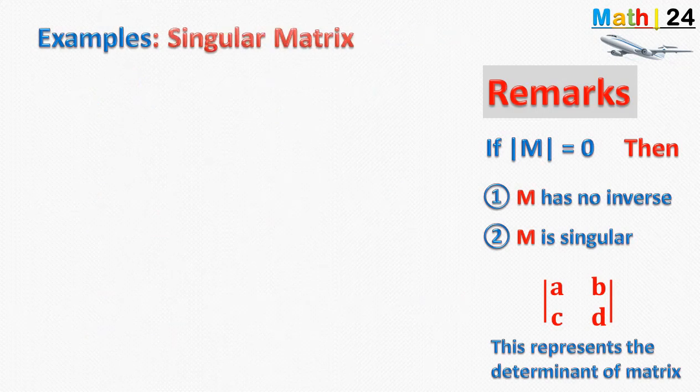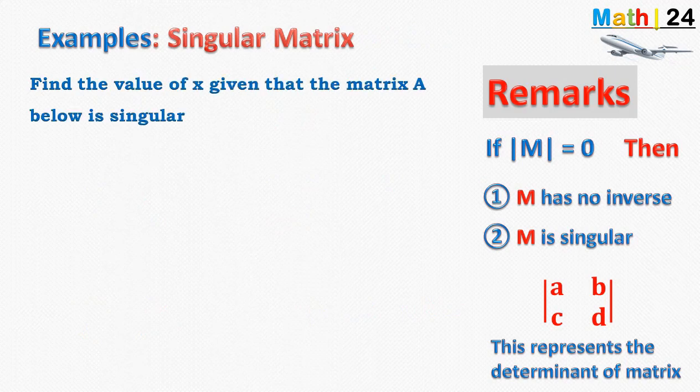Now let's take an example on singular matrices. Find the value of x given that the matrix A below is singular. For a matrix to be singular, as we have just said, the product of the leading diagonal minus that of the off diagonal must give us 0. That is, the determinant must be equal to 0. So we find the determinant and equate to 0.